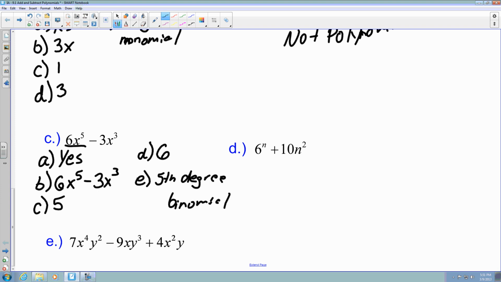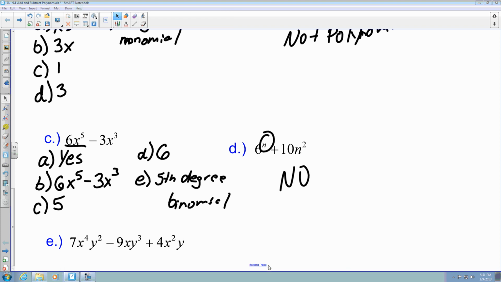For D, I notice that my variable is an exponent, which is one of the stipulations that makes it not a polynomial. So I can just say that this is not a polynomial. And then, let me get some room.